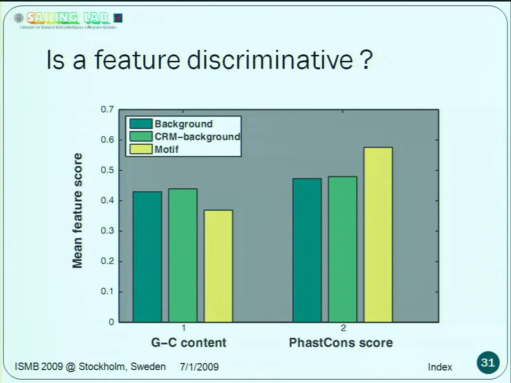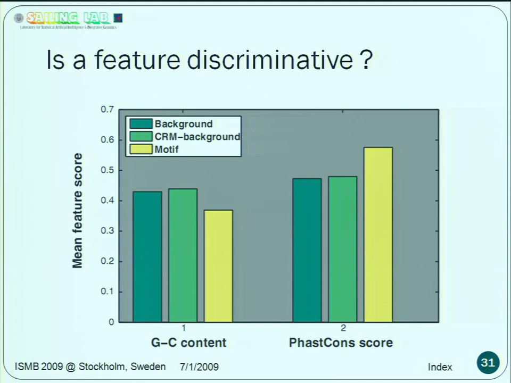What we did after training our model was to take a look at what the feature weights and the average values of the features were. This can be very illuminative, as it can help us understand what kind of features correlate well with binding sites. For example, we looked at GC content for our data set in Drosophila, and we checked that for background, motif, and for CRM non-motif regions, we actually got reasonably discriminative scores.